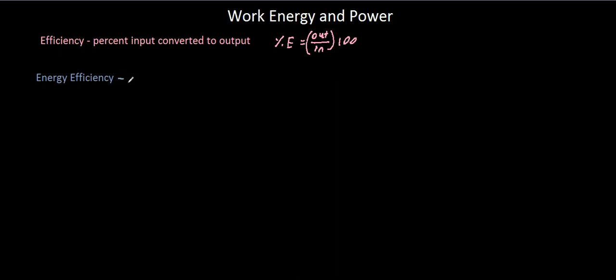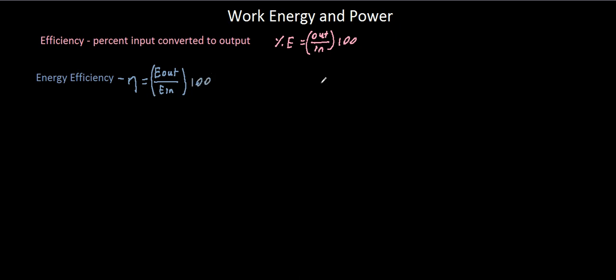So the equation is eta, which kind of looks like this weird N with a long leg. It's the Greek symbol eta. Eta is equal to the energy output divided by the energy input. And of course, all of it's multiplied by 100 so we can get a percentage.